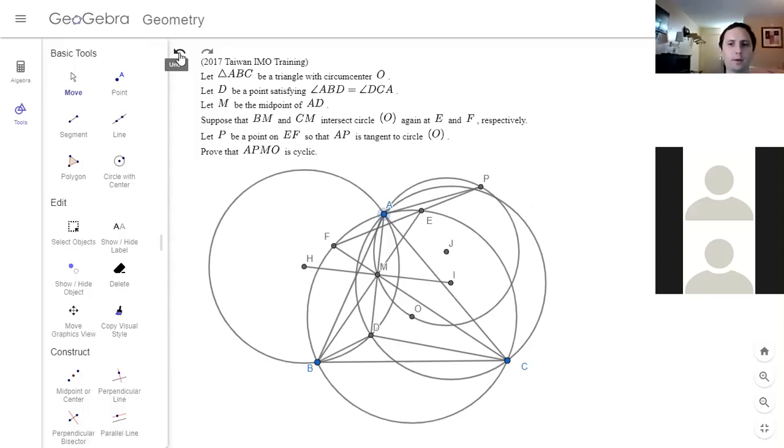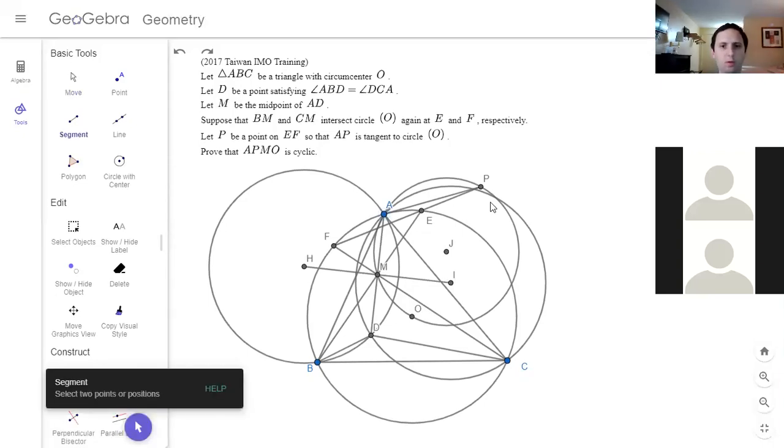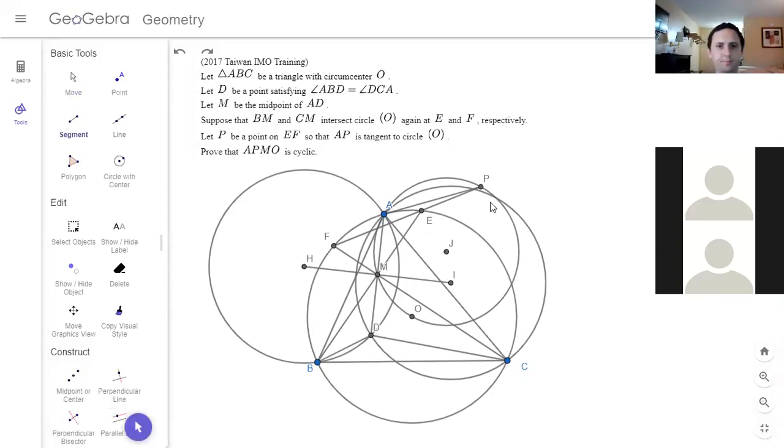Oh, well, yeah, that would have to be true if the problem were true. That's because angle OAP is 90. Yeah, okay, that's obvious. If it were cyclic, then that would be true. So basically we want to show angle OMP is 90.